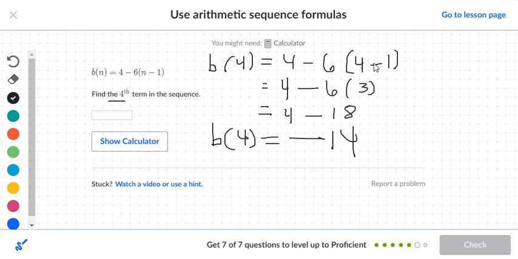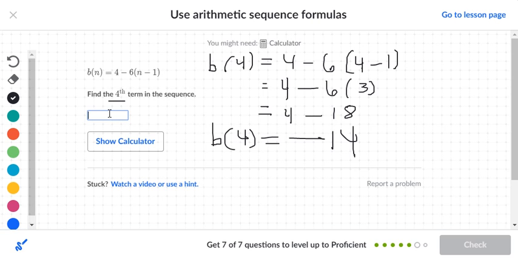So again, we took 4 minus 1 is 3. 3 times 6 is 18. That's a negative 18. And then we have 4 minus 18. Well, that's going to be a negative 14. So we have a negative 14.